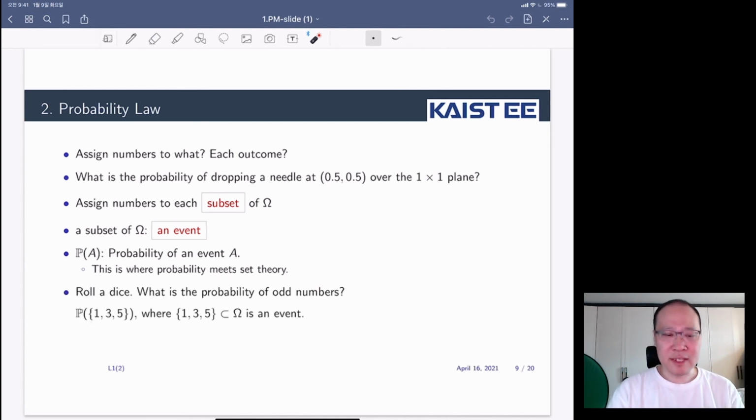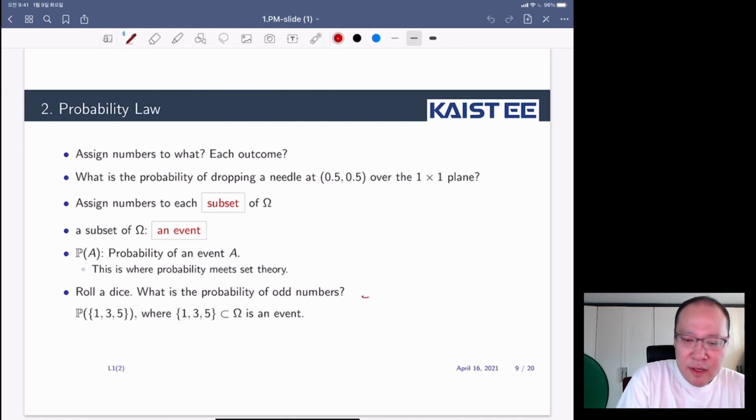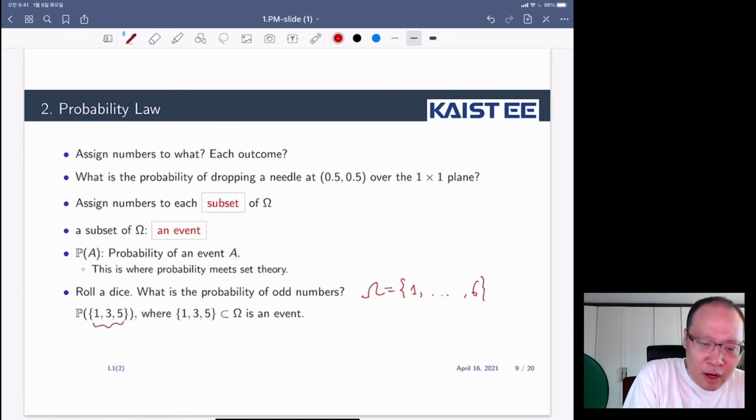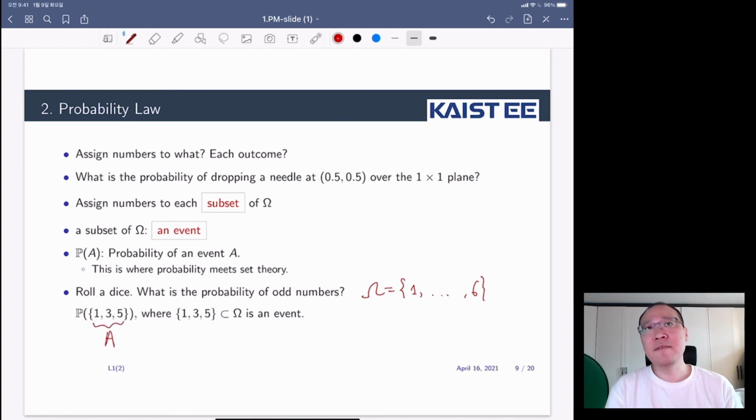For example, if we roll a die with 6 faces, and somebody asks the question, what is the probability of having an odd number? Having an odd number is an event, because that's a subset of a sample space. Here in this case, the sample space is, as you know, 1 through 6, and the event of an odd number is {1, 3, 5}. That's a subset of the sample space. Okay? So the notion of the event is a very important thing when we talk about the probability law.